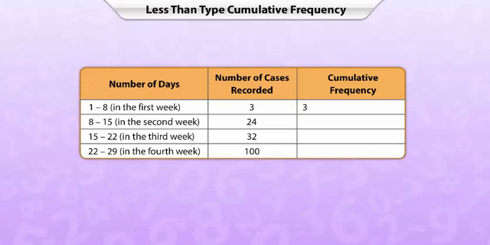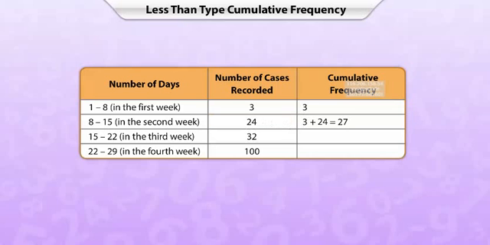However, if we wanted to calculate the number of cases recorded in less than 15 days, then we simply add the number of cases recorded in the first and the second weeks. In this case, we add 3 and 24 to get a total of 27 cases recorded in the first 2 weeks of the spread of the epidemic.